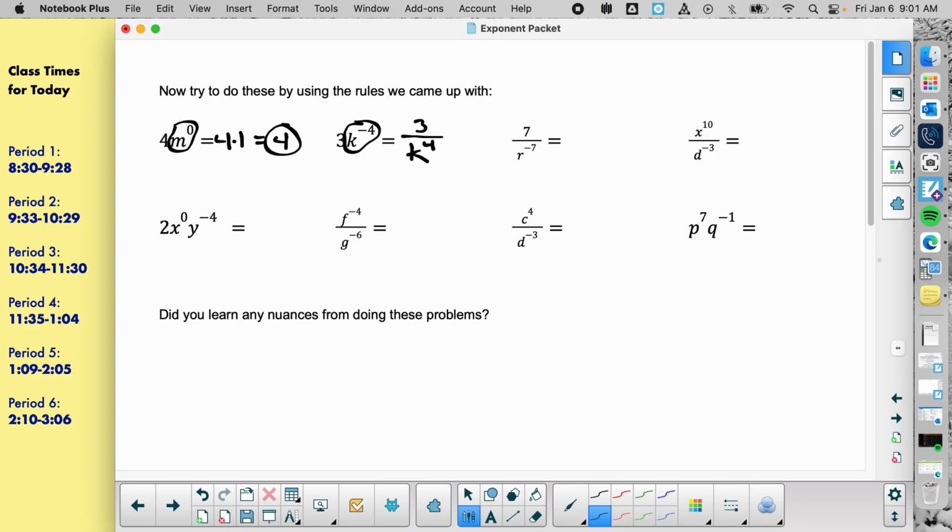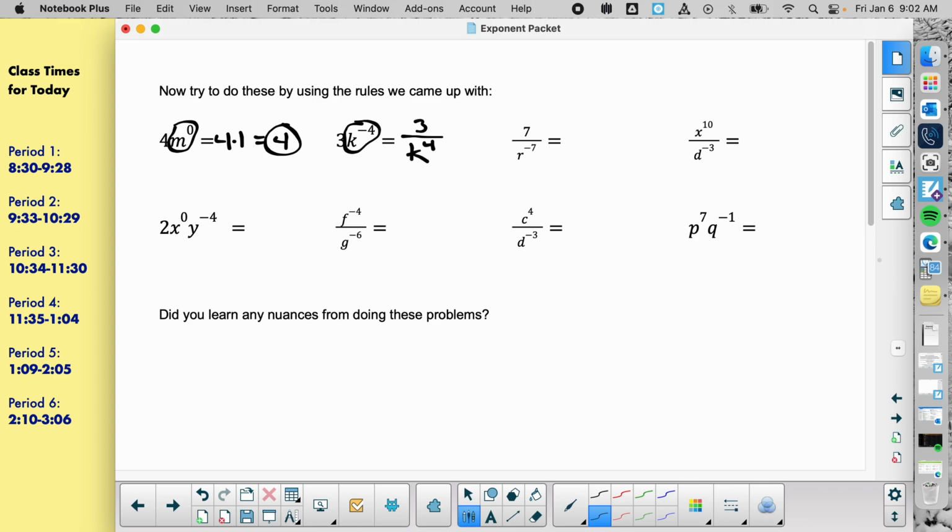Okay, Zabi, can you pick somebody for me? Addie. Zabi picked you. Can you help me with this one? Yeah. Okay, is there anything with a negative power? Yeah, it becomes a positive.